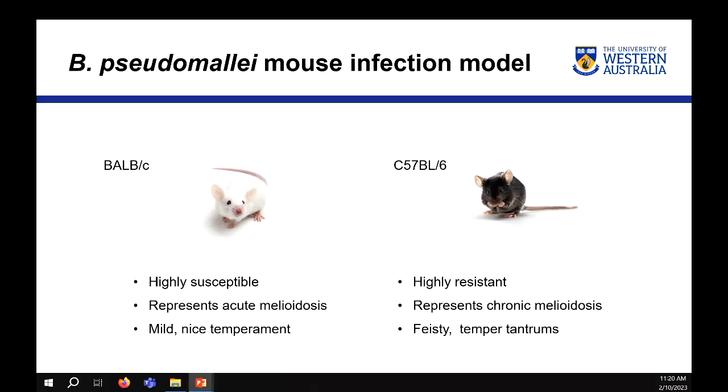The other thing about Balb Cs is that they're really nice. They have a very mild, nice temperament, whereas the C57 black 6s are really feisty, and they have these temper tantrums, and they try and jump out of the cage. So you need to take these things into consideration, especially when you're working in PC3.